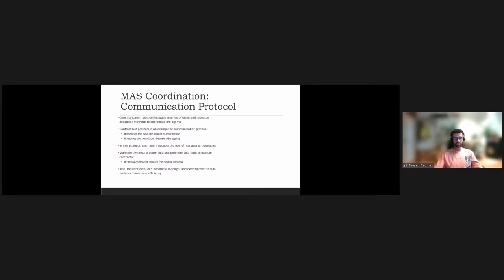A communication protocol includes a series of task and resource allocation methods to coordinate the agents. Contract net protocol is an example of a communication protocol that specifies a type and format of information, and it involves negotiation between the agents. In this type of protocol, each agent accepts the role of manager or contractor. The manager divides a problem into sub-problems and finds a suitable contractor, and this is done through the bidding process. Also, the contractor can become a manager and decompose the sub-problem to increase efficiency.